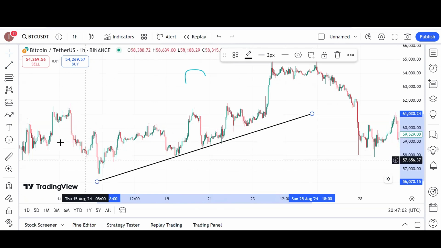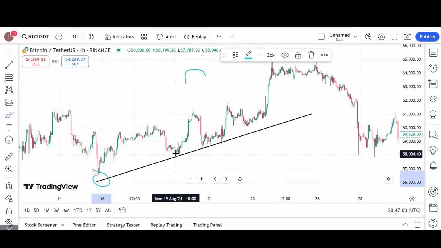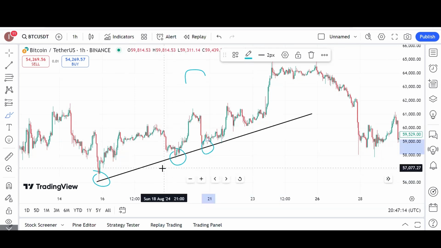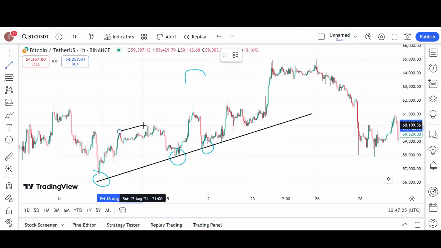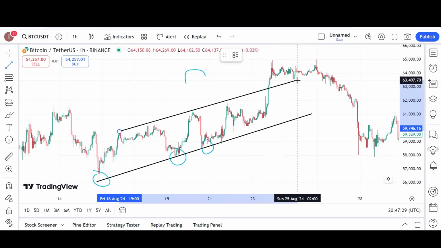As you can see on the trend line, first tap, second tap, and the third tap is the plus point. After two taps, we have confirmed this is an upward trend line. Now you can see, if we also draw in the upward direction, we will give you confirmation.